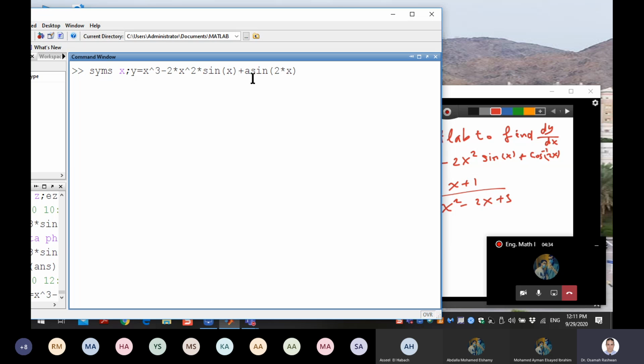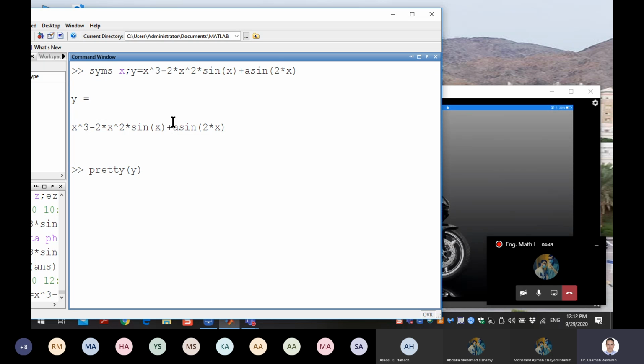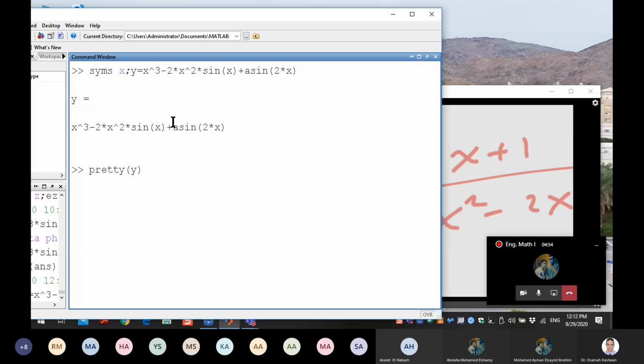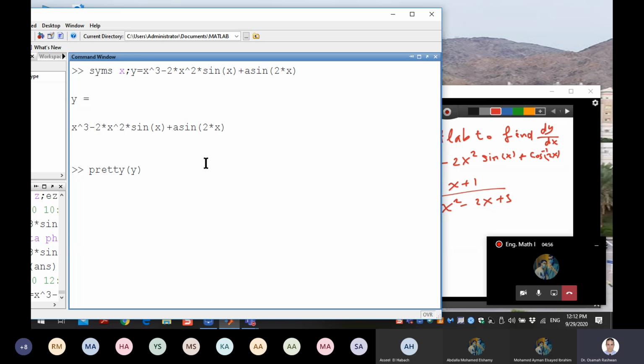If I would like to check it, it is better to press enter. To have it in math mode, type pretty y. This command pretty changes the language of Matlab into the normal mathematical formula, right? You used to write it by hand. So yes, it is x cubed minus 2x squared sine x. Yes, this is my y. I forgot, yeah, asin, he will not write it for me.